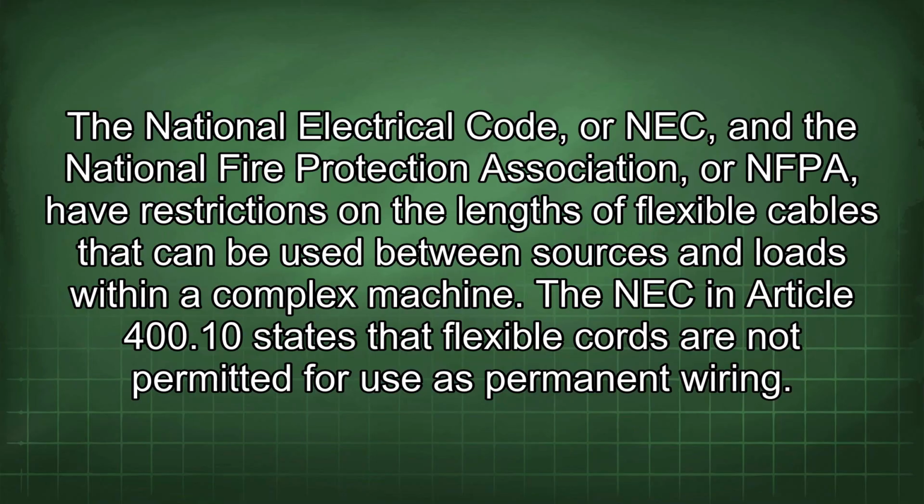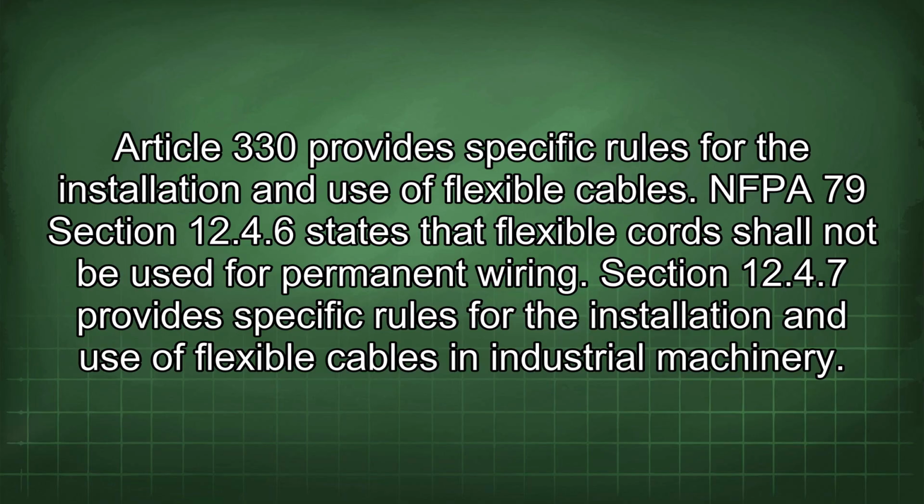The National Electrical Code, or NEC, and the National Fire Protection Association, or NFPA, have restrictions on the lengths of flexible cables that can be used between sources and loads within a complex machine. The NEC in Article 400.10 states that flexible cords are not permitted for use as permanent wiring. Article 330 provides specific rules for the installation and use of flexible cables.